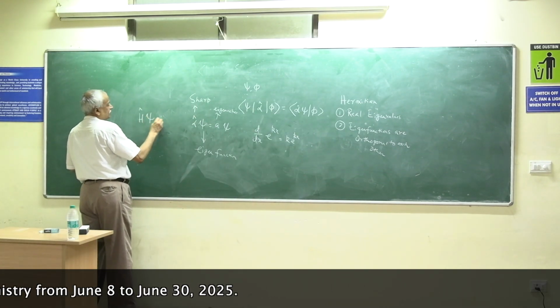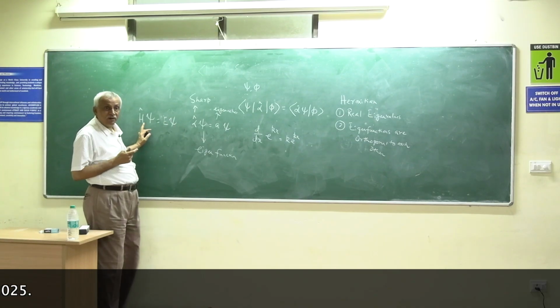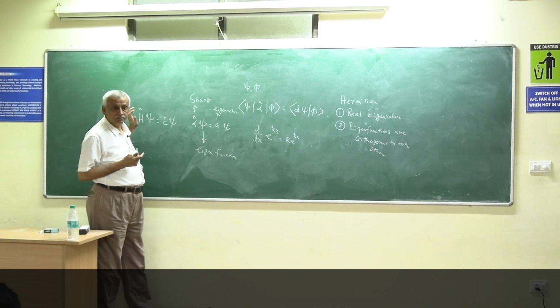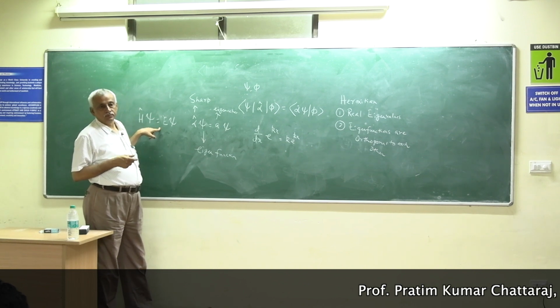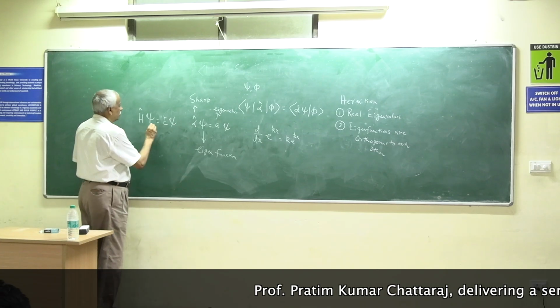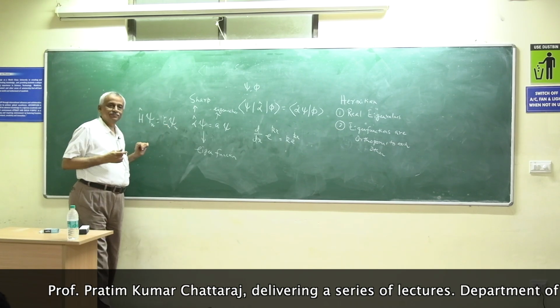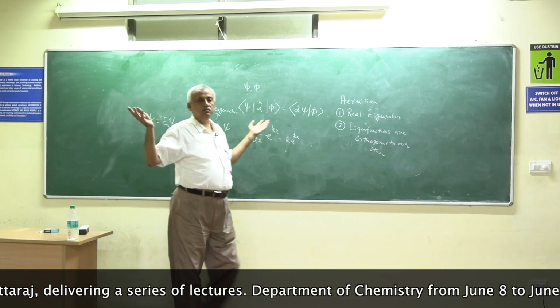Say H psi equals E psi. So here you can see the wave function is an eigenfunction of the Hamiltonian operator with the eigenvalue energy. Now in general, if you want to write, it should be H psi_n equals E_n psi_n, because there are several eigenvalues.